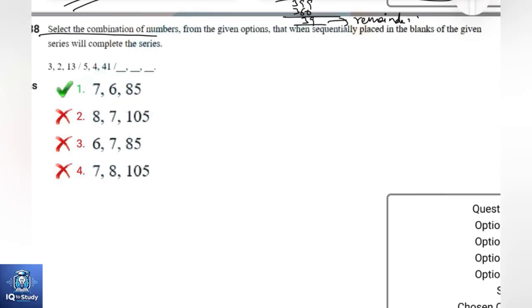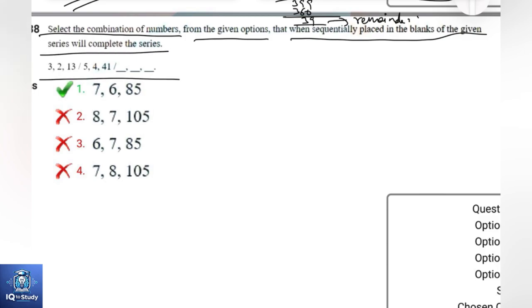Select the combination of numbers from the given options that when sequentially placed in the blanks of the given series will complete the series. Given 3, 2, 13, 5, 4, 41 and question mark.